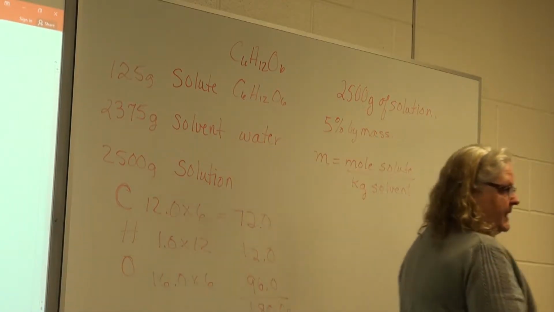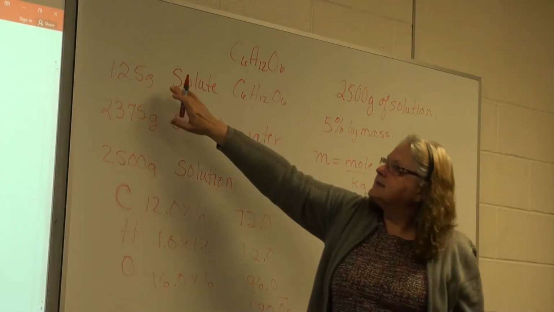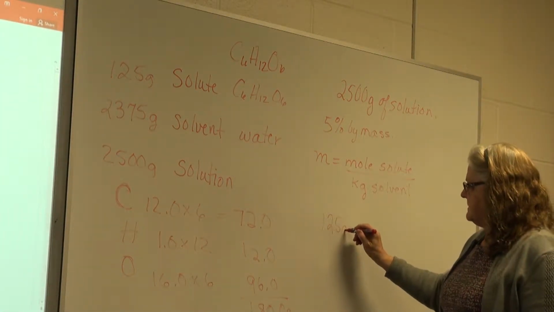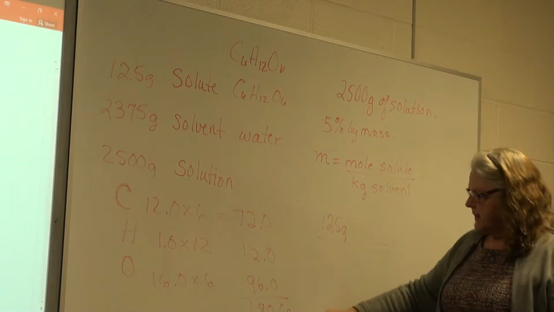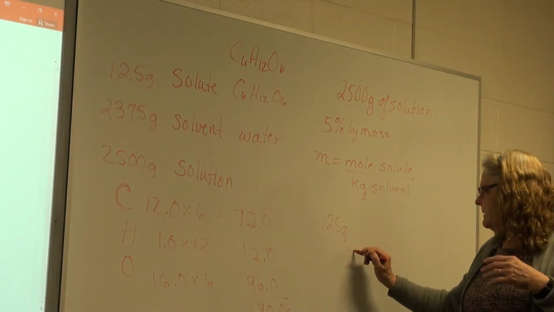So I look up the molar mass. Where am I going to find those? Periodic table. All right, so now I want to change this from grams to moles. So I'm going to say 125 grams. What am I going to do with this 180? Am I going to multiply by it or divide? I want my grams on the bottom.